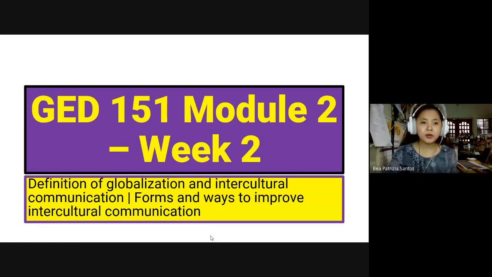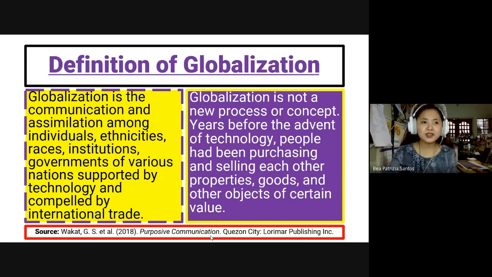Our second module begins with the definition of globalization. Why do we need to know about the connection between globalization and communication? We need to communicate with other nations so we can improve the state of our country. It means that without communication with other countries, we cannot improve or ask help from the other countries.